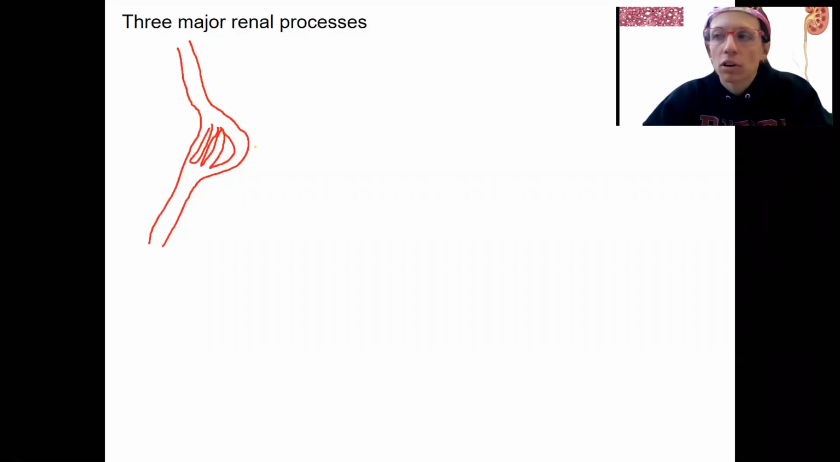We're going to look at the nephron's function again and do a more global view of what it does. So we just drew the anatomy of it. Let's draw a more simplified version of the anatomy. When I say three major renal processes, these are what occur in the nephron, because the nephron is the functional unit of the kidney. You can probably guess what these things are.